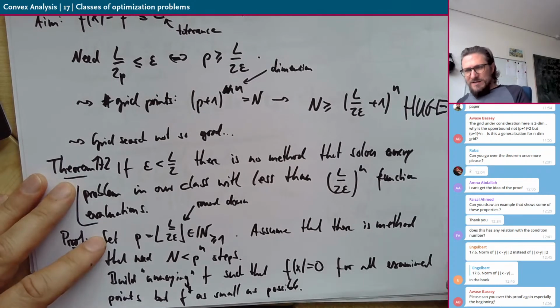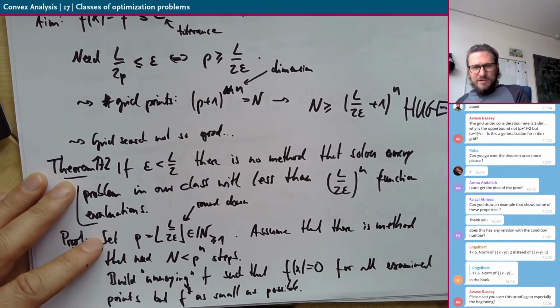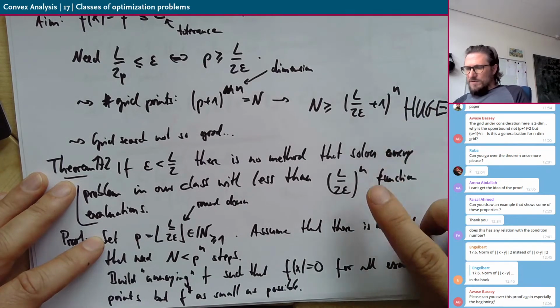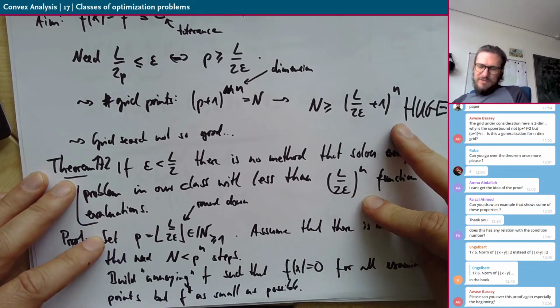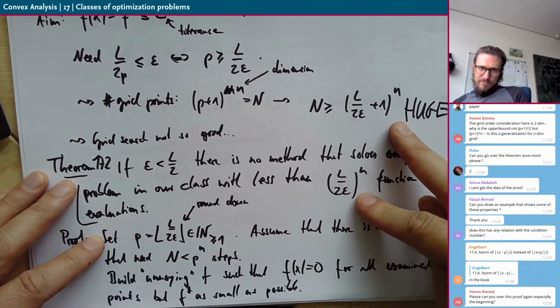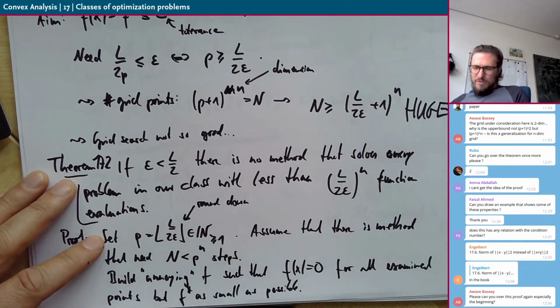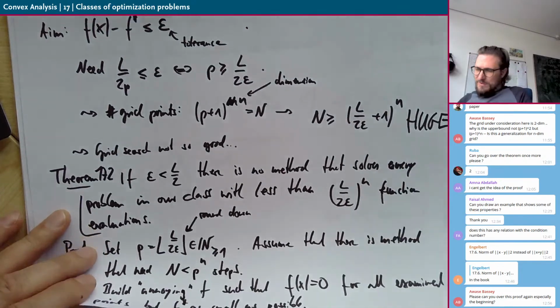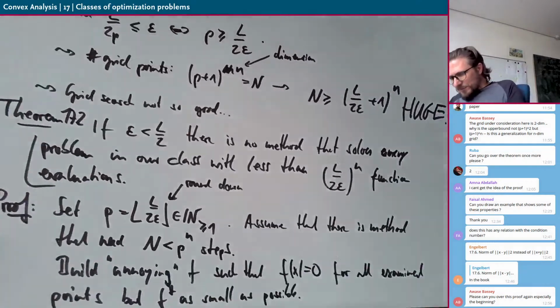So we could manage in our class of only Lipschitz continuous functions on the unit cube that we have an algorithm and a worst case bound which differ only by some constant factor, which means they have the same order, like 1 over epsilon to the n. This is how the number of iterations goes up.